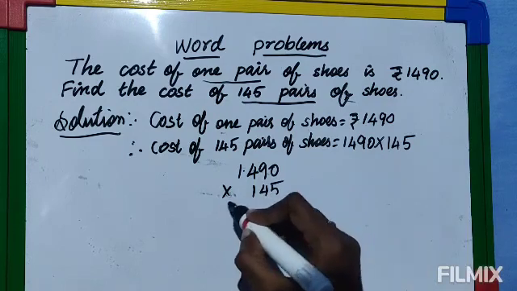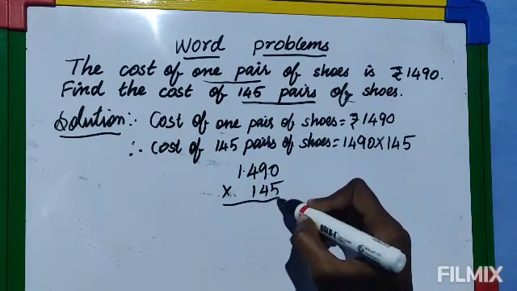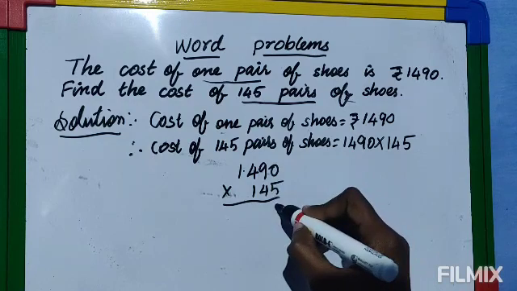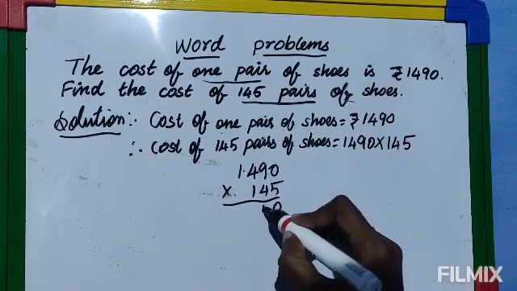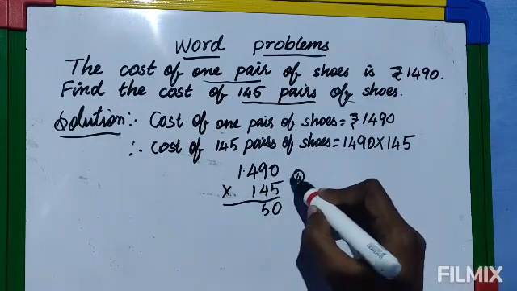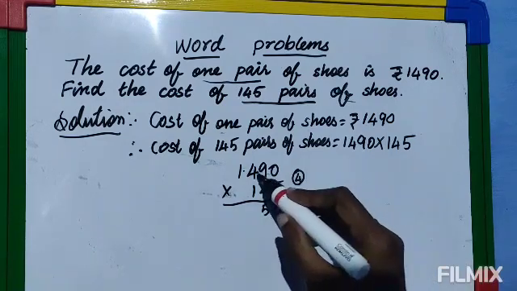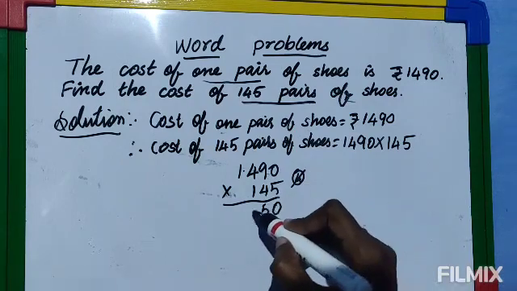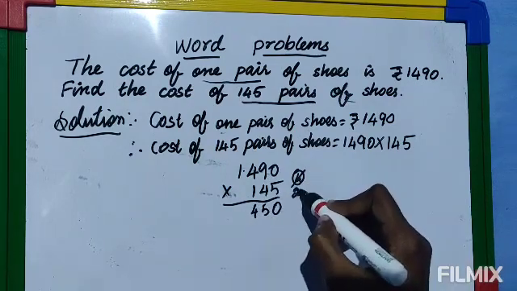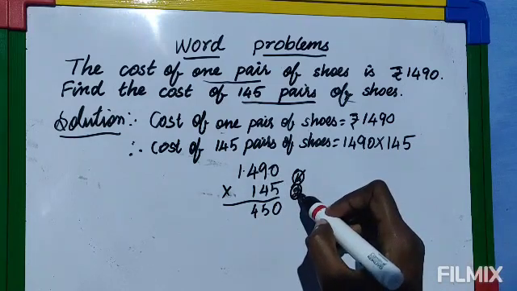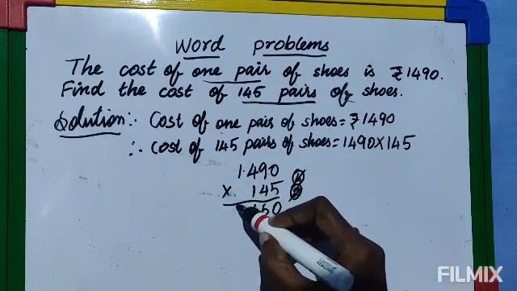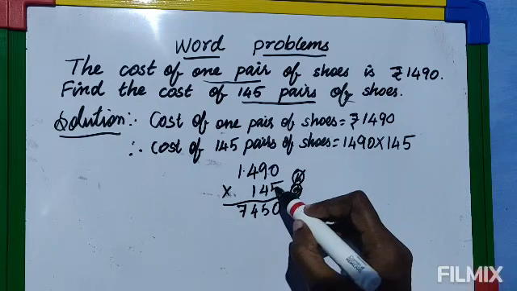So let's multiply now. 0 multiplied by any number is 0 only. So 0 into 5 is 0. 5 nines are 45, so write 5 here, 4 is carry over. Again 4 fives are 20, 20 plus 4 is 24, so 2 is a carry over. Again 5 ones are 5, 5 plus 2 is 7. Now multiplying by 5 is over.